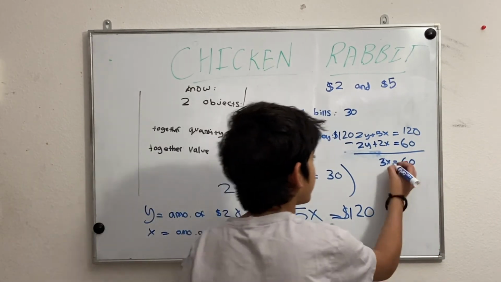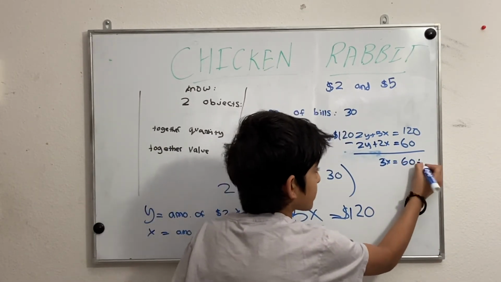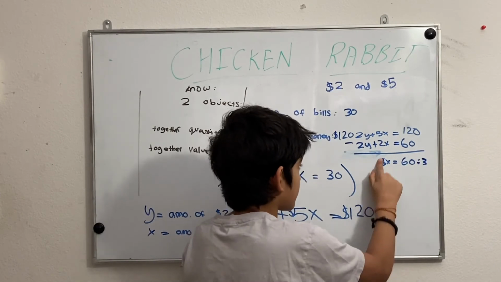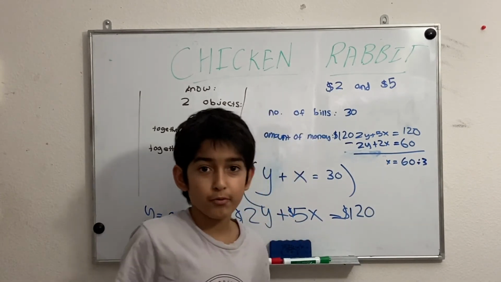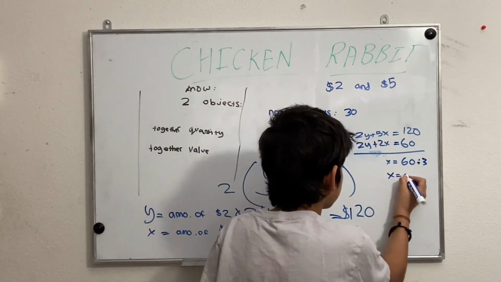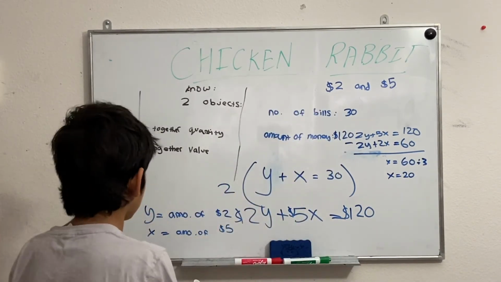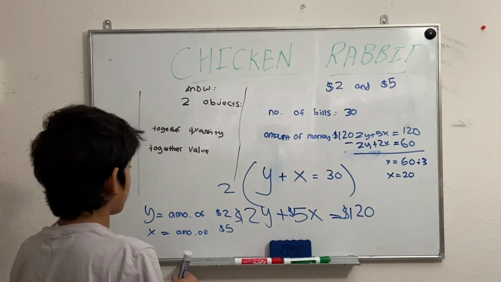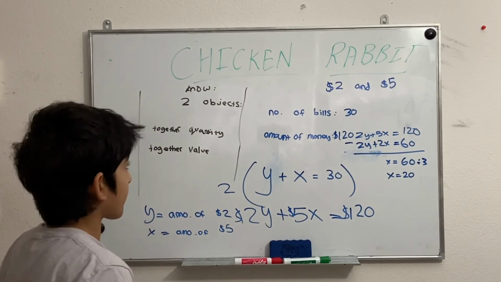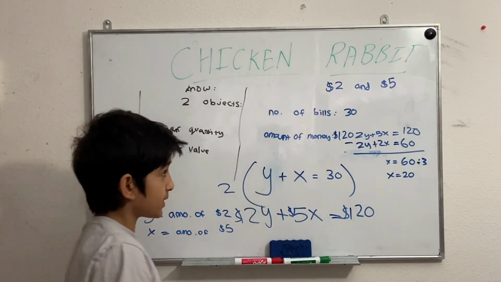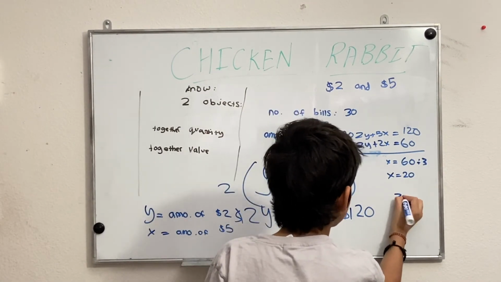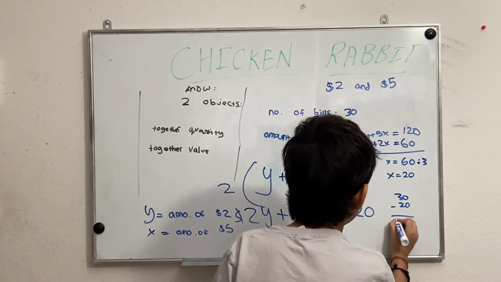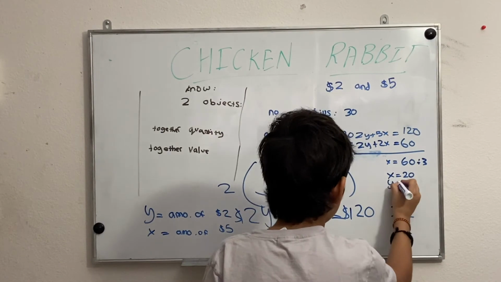Now if we know that, what we can do is bring this 3 to the other side and it becomes divide. So x is equal to 60 divided by 3, which means x is equal to 20. That means the amount of $5 bills is equal to 20. Okay, now how about the amount of $2 bills, which is y, is just going to be 30 minus 20, which is equal to 10. So that means y is equal to 10.